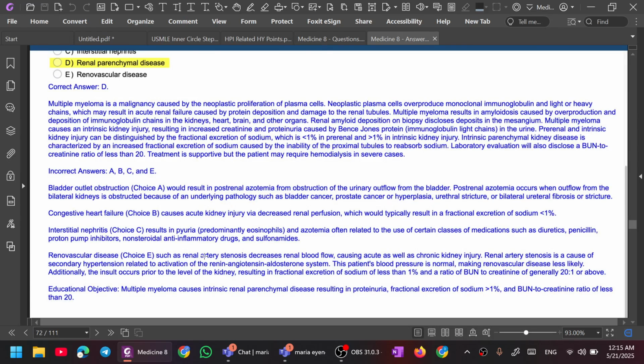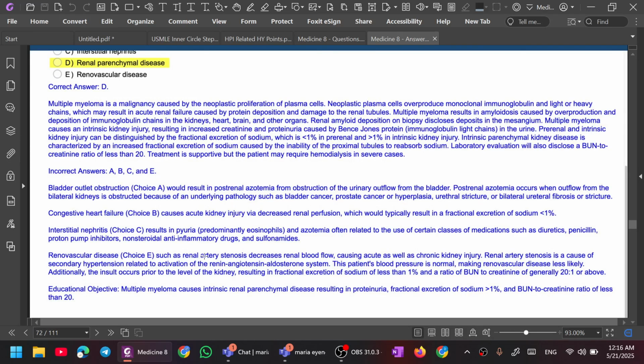It's not A. Bladder outlet obstruction will result in postrenal azotemia from obstruction of the urinary outflow from the bladder. Postrenal azotemia occurs when outflow from the bilateral kidneys is obstructed because of underlying pathologies such as bladder cancer, prostate cancer or hyperplasia, urethral stricture, or bilateral ureteral fibrosis or stricture.